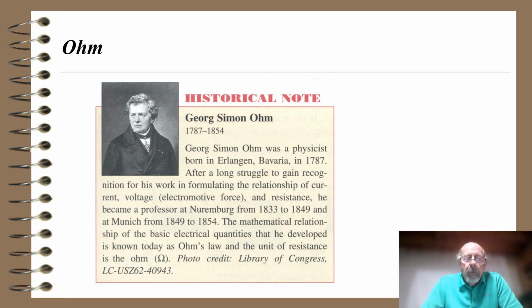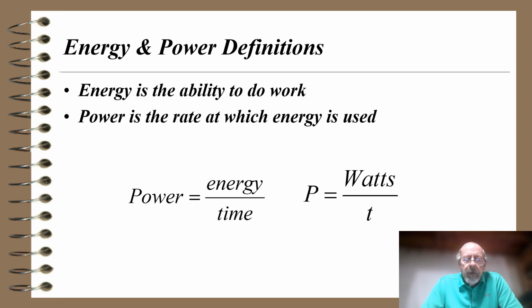So here's Ohm. I won't belabor this. Energy and power definitions. What about this? Energy is the ability to do work. Power is the rate at which energy is used. So power is energy divided by time. Power equals joules per second.